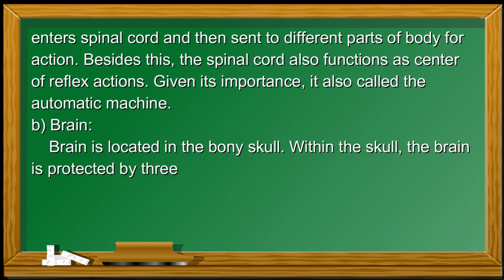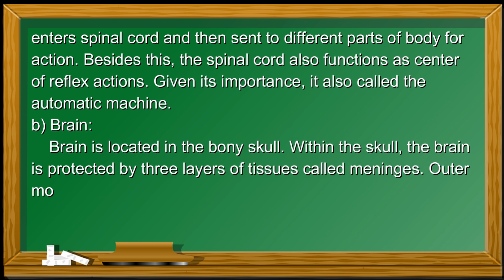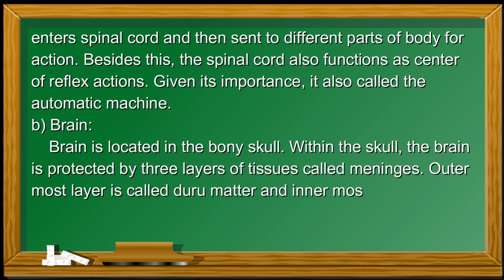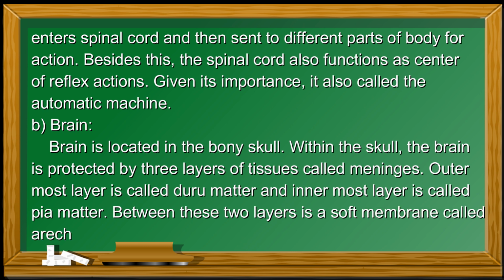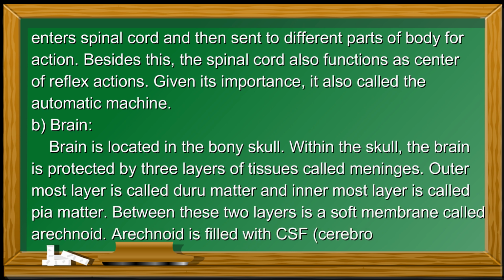B. Brain. The brain is located in the bony skull. Within the skull, the brain is protected by three layers of tissue called meninges. The outermost layer is called dura matter and the innermost layer is called pia matter. Between these two layers is a soft membrane called arachnoid. Arachnoid is filled with CSF, cerebrospinal fluid.